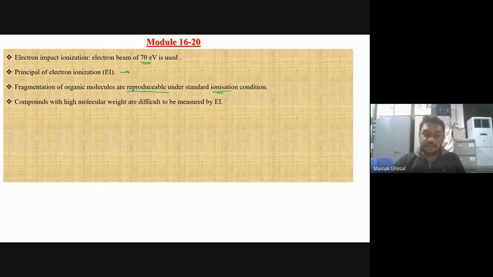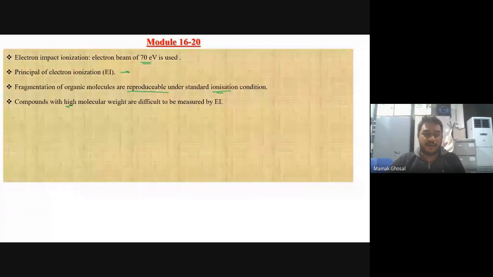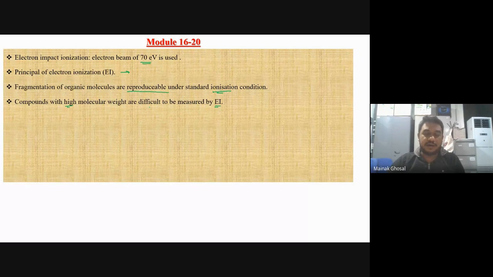But there are some problems with EIMS, that is, you need to put the molecule in the vapor phase or gas phase, which is very difficult for high molecular weight compounds like biomolecules. Getting the fragments using this high energy electron is very difficult with the EIMS method, or electron ionization method. So this is the disadvantage of this EIMS technique, which should not be used for measuring any high molecular weight sample.